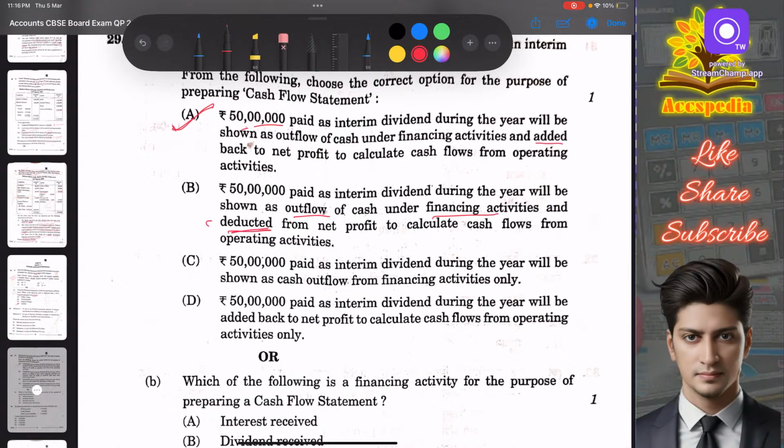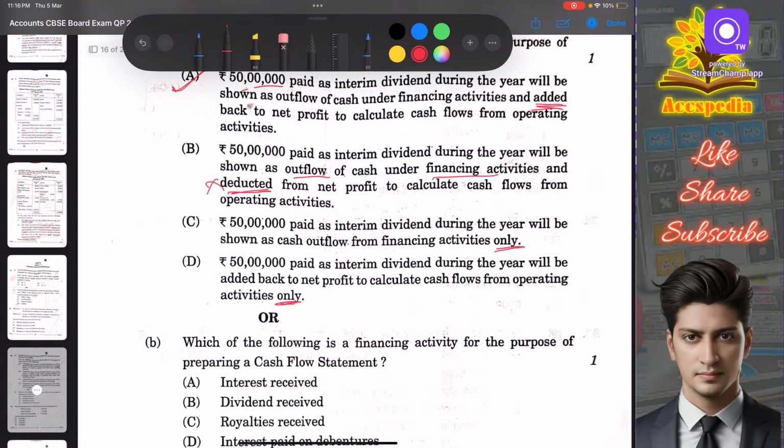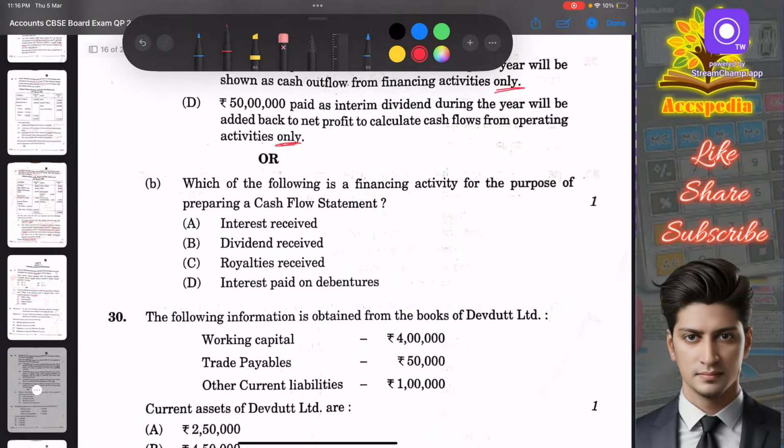Deducted is wrong, it is added. The 50,000 will be shown in cash flow under financing activity only, and in operating activity we will add it back. Here they show that the dividend is added only in net profit, so this is also not correct. So the answer is obviously A.